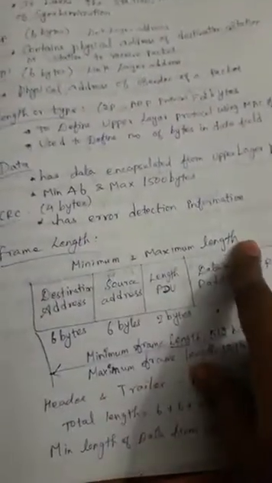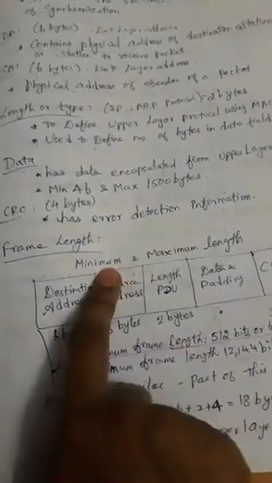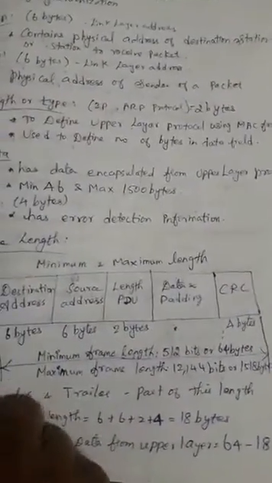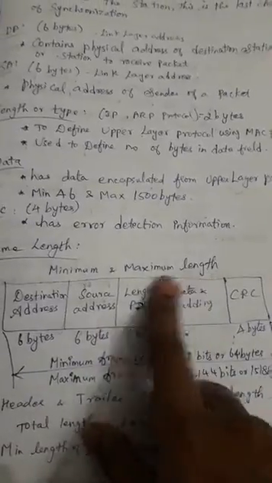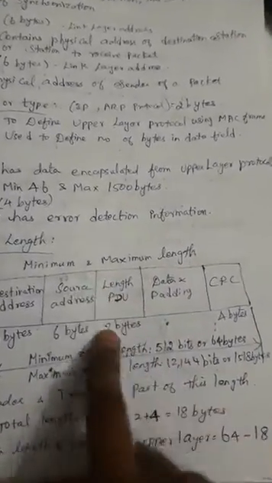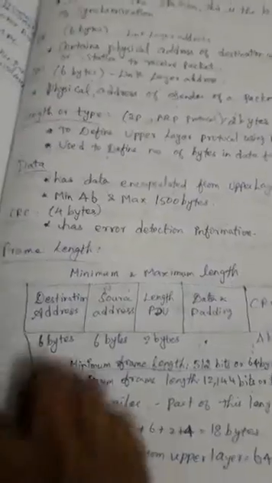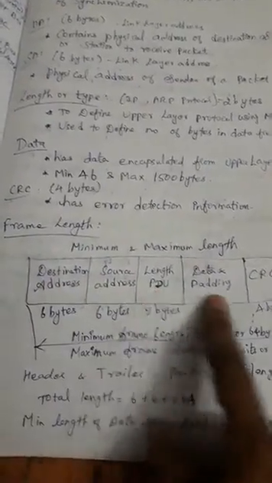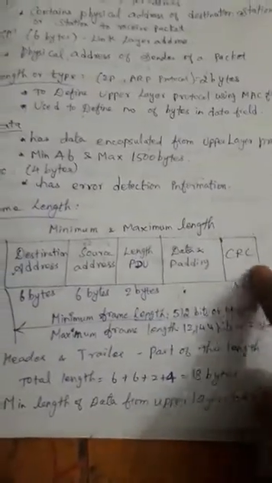Frame length in standard Ethernet, minimum and maximum. The minimum frame length is 512 bits or 64 bytes, and the maximum frame length is 1518 bytes. The frame consists of destination address, source address, length, PDU data and padding, and CRC. It comes under the data link layer.